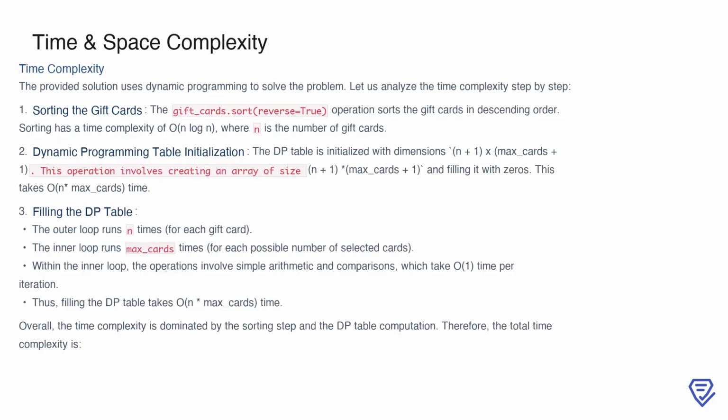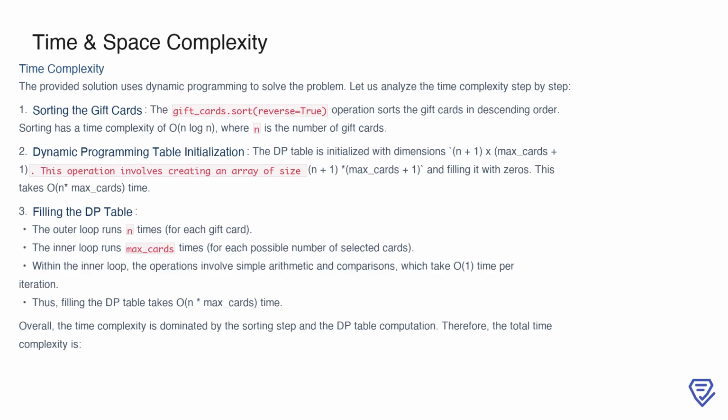Next, we initialize the dynamic programming DP table. The table has dimensions (n+1) x (max_cards+1), meaning we allocate space for all possible numbers of cards and all gift cards. Initializing and filling this DP table with zeros involves O(n * max_cards) time.